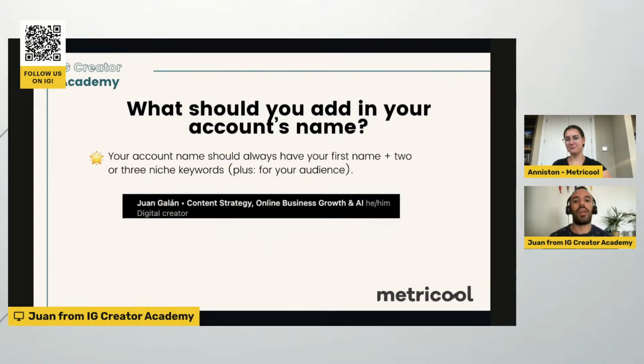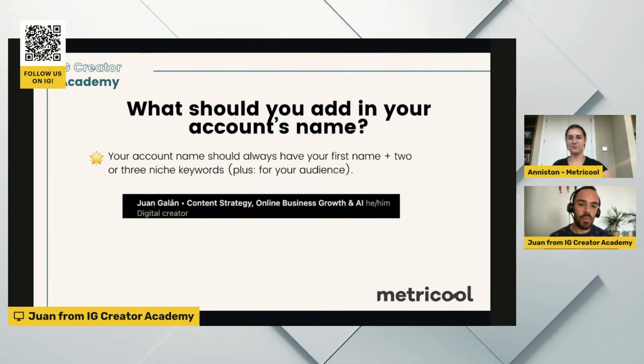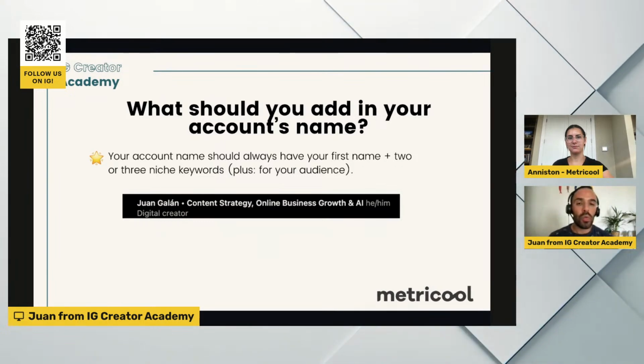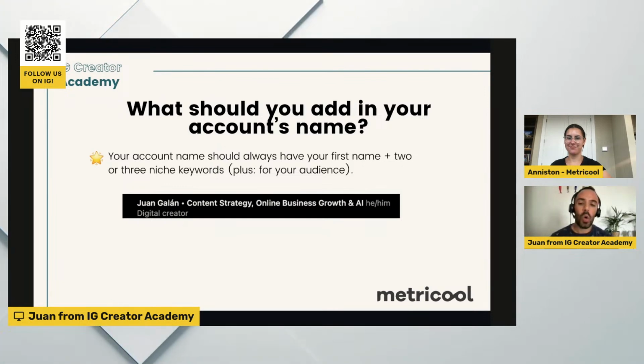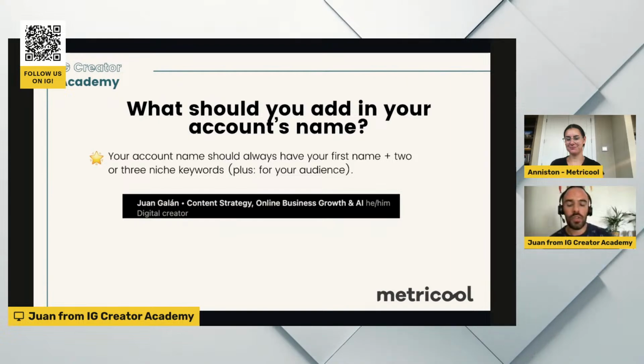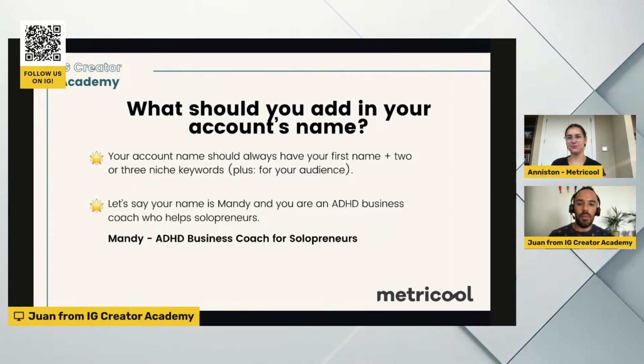So here's my example. Right now, my name is Juan Galan, and then I have content strategy, online business growth, and AI. These are 3 of my main content pillars at the moment, and I know that these are 3 of the words that people will type on the search bar when searching for something related to that. So if my profile is fully optimized, I'm going to show up on the search results for someone looking to learn about AI or content strategy and so on.